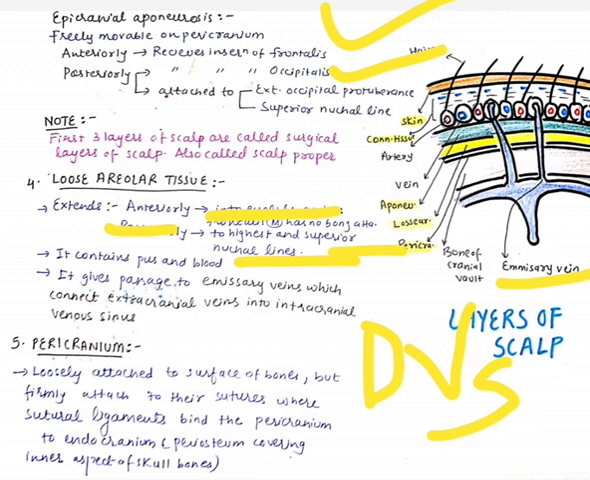In the next lecture we are going to discuss the arterial and venous supply, which is a very important part and is usually asked in university exams. Basically the introduction and the layers of the scalp are only asked in MCQs, but the arterial supply and venous supply are asked in short note and long questions, so that is very important. So do watch the second part.